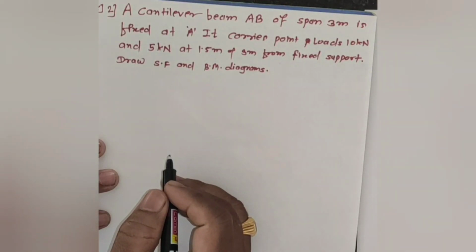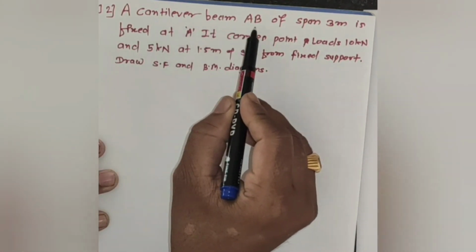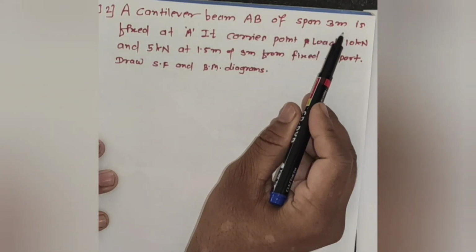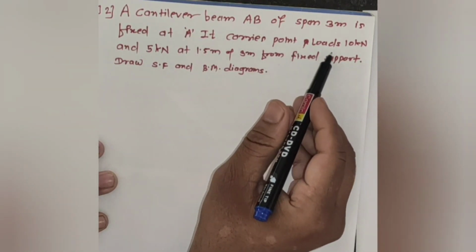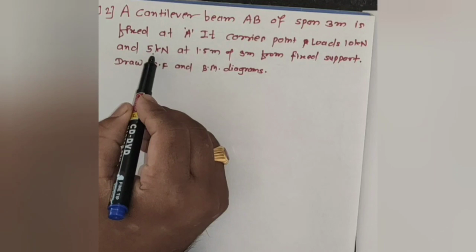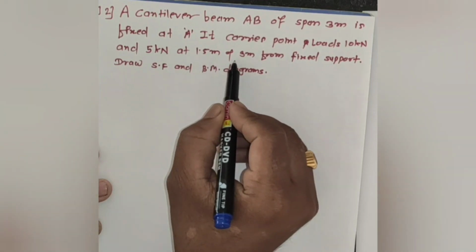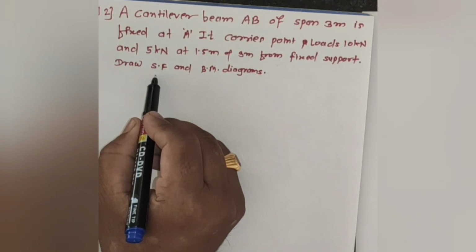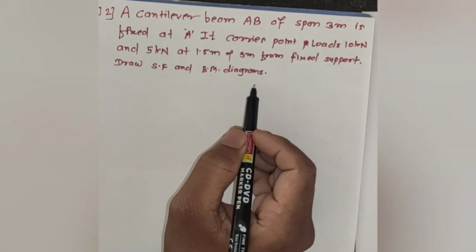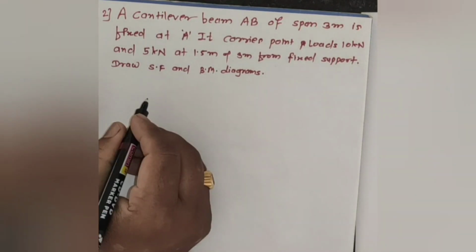Okay, hello students, we are seeing the next example. A cantilever beam AB of span 3 meter is fixed at A. It carries point loads 10 kilonewton and 5 kilonewton at 1 meter, 1.5 meter and 3 meter from the fixed support. Draw the SF and BM diagrams. Okay, all of you, first you have to read the example carefully, then first draw the cantilever beam.